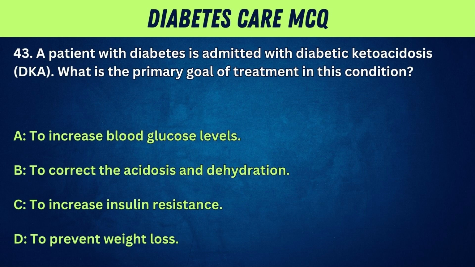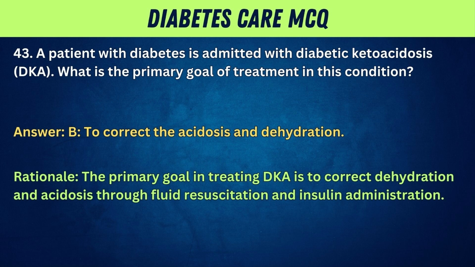43. A patient with diabetes is admitted with diabetic ketoacidosis, DKA. What is the primary goal of treatment in this condition? A. To increase blood glucose levels. B. To correct the acidosis and dehydration. C. To increase insulin resistance. D. To prevent weight loss. Answer: B. To correct the acidosis and dehydration. Rationale: the primary goal in treating DKA is to correct dehydration and acidosis through fluid resuscitation and insulin administration.